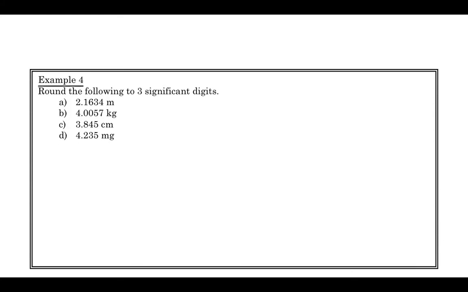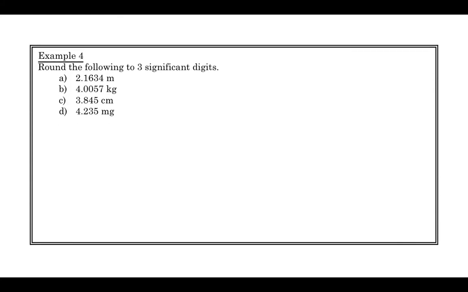So let's take a look at an example. So we're going to round these numbers to 3 significant digits. All right, so 2.1634. Here are my 3 significant figures, 2.16. Okay, so there they are. So I look at the 3. It's less than 5, so it means no change, so I get 2.16. Okay, so hopefully that's clear. So here's the next one.